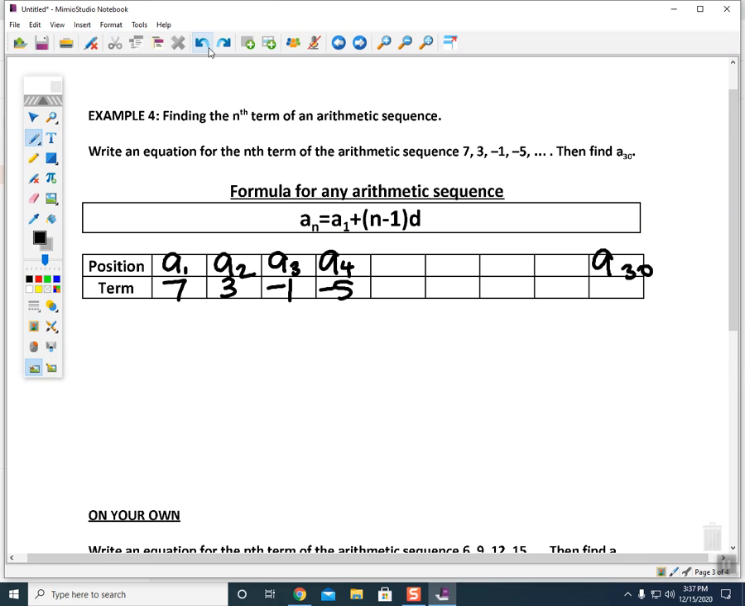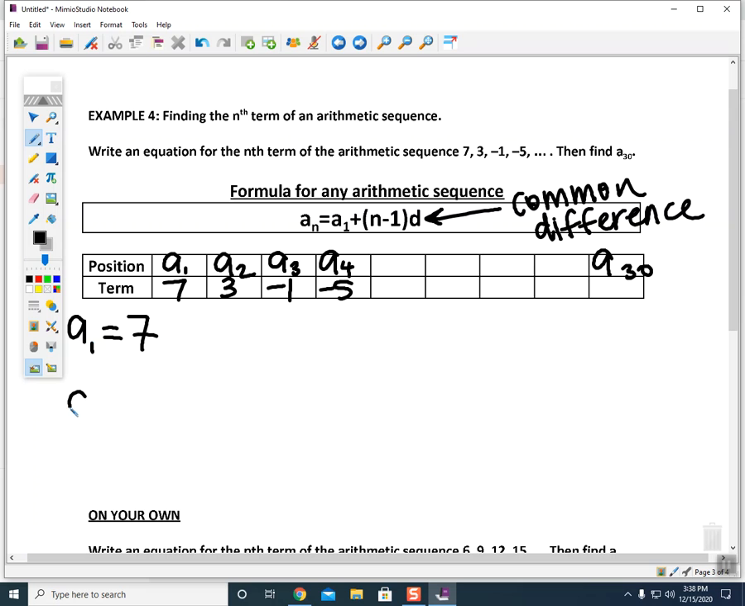The formula that I'm going to use is a sub n equals a sub 1 plus (n minus 1) times d. So what do you suppose this d stands for? Well, the d is going to be my common difference. So I need two pieces of information to really fill in this formula. First piece of information that I need is, what's a sub 1? Well, my a sub 1, my first term in this case, is 7. My d value, my common difference, I go from 7 to 3, that's minus 4. 3 to -1 minus 4. -1 to -5 minus 4. My d value then is -4.